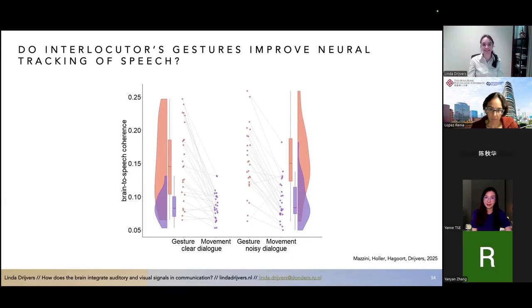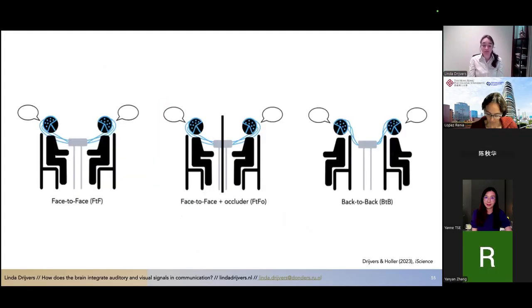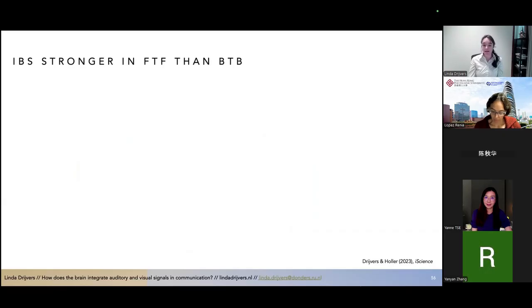So luckily, there were some results that worked out for the thesis. And we've had some other results on interbrain synchrony as well. This was a collaboration with Judith Holler, where we compared face-to-face versus face-to-face with an occluder in between and back-to-back, to see whether spatial orientation in itself is enough to render the brain in a state where it's optimized for communication. And there we did see some differences.